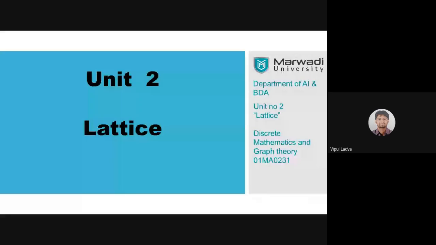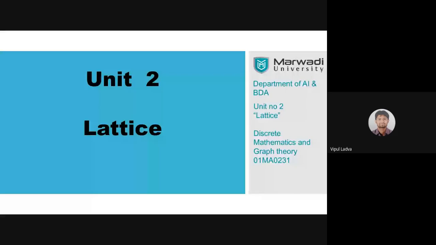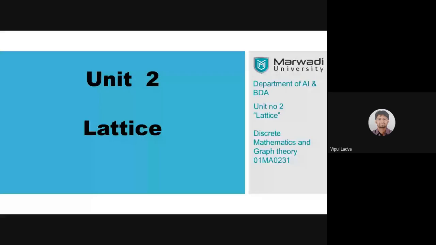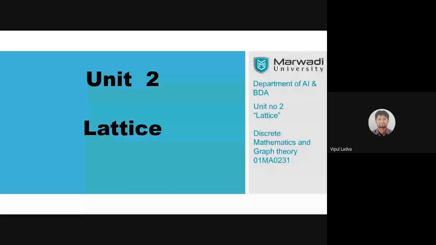As you all know, we are dealing with one of the subjects, discrete maths and graph theory. We are done with 4 units out of 6: 3 units of graph theory and one unit of discrete maths. We have just completed the first unit, logic and predicates. वो हमने खत्म किया last session में. Now, from this session, we are going to start with the second unit of discrete maths, and the second unit is lattices.